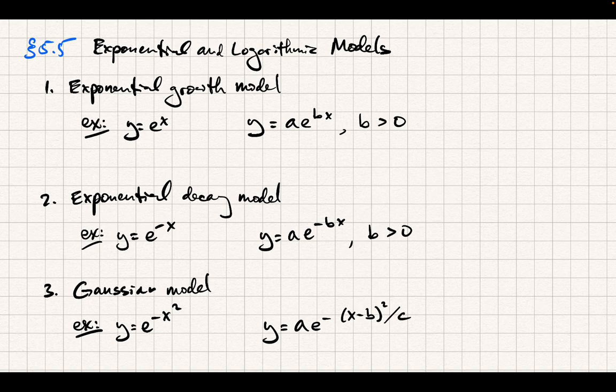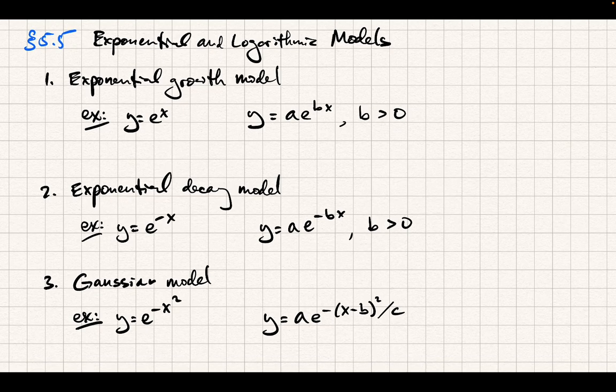On the Gaussian model, all of this is exponent. You don't have to have a divided by c, you don't have to have a minus b, but you do have to have a negative x squared. So negative x squared, for example, just e to the minus x squared. I want you to graph that.